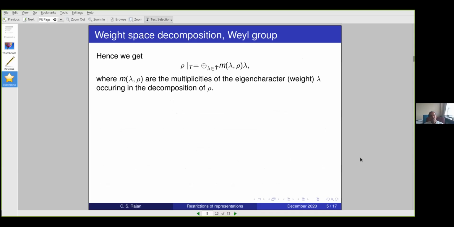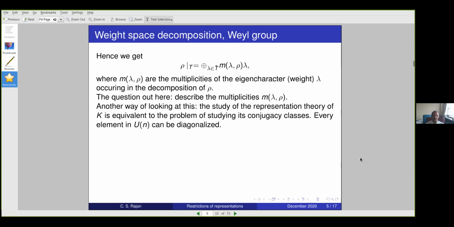You get a weight space decomposition: rho restricted to the maximal torus T is a direct sum of the weights, where m_lambda(rho) are the multiplicities of the eigencharacter, or weight, lambda occurring in the decomposition of rho. The question here is to describe the multiplicities m_lambda(rho), in which there is also a geometry involved. What are these multiplicities, when do they occur, what are the relationships between them, and things like that.